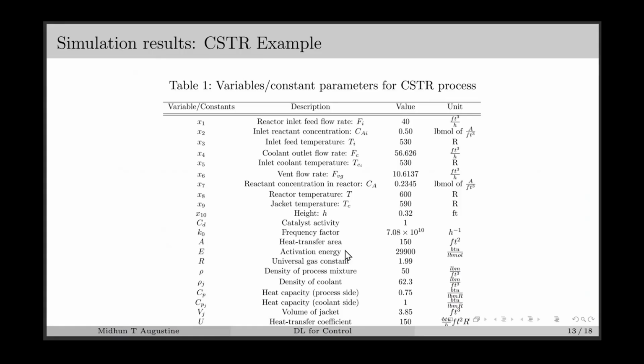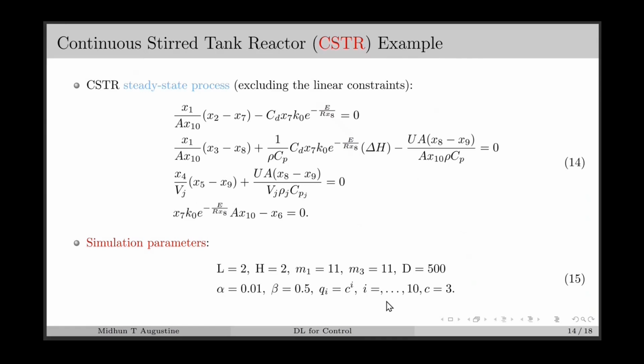In this process, we have around 10 variables, which are denoted by x1 to x10. The description of the variables is also given, which consists of the reactor concentration, inlet feed temperature, and so on. We also have many parameters for which the notations and descriptions are given here. In equation 14, we have a steady state equation for the CSTR process, which consists of 4 nonlinear equations. So here we have 10 variables, x1 to x10, and 4 nonlinear equations.